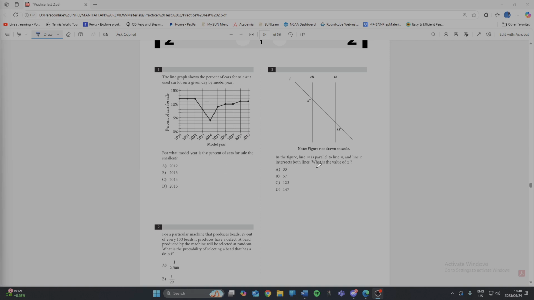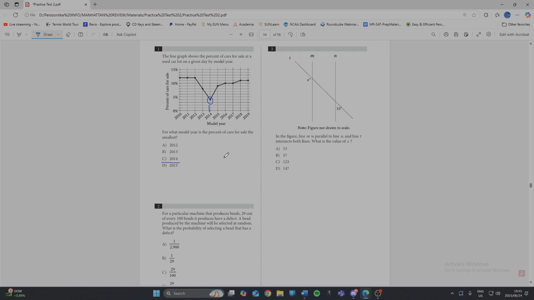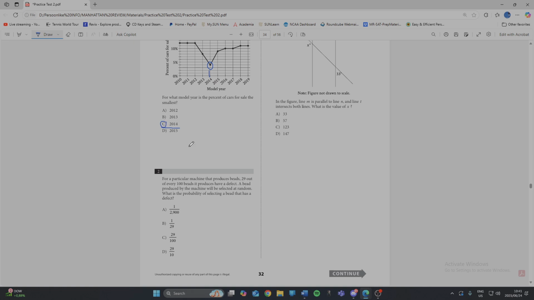Okay, let's get going with question 1. Question 1 says the line graph shows the percent of cars for sale at a used car lot on a given day by model year. It says for what model year is the percent of cars for sale the smallest. So this on the y-axis is percent of cars for sale, and clearly in 2014 it would be the lowest, so the answer here would be C, because it would be about, say, 4%. Okay, C is answer 1.